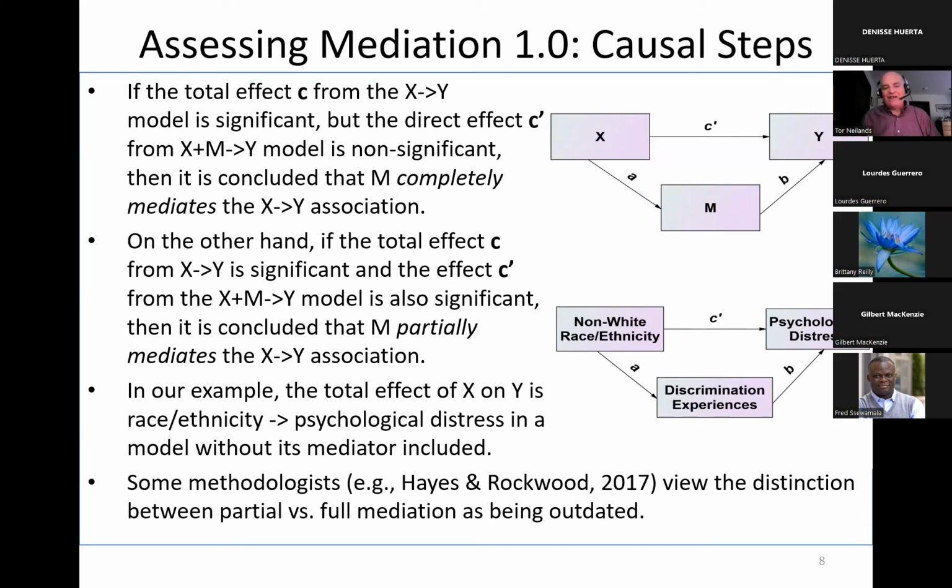Now, some methodologists, such as Hayes and Rockwood, view this distinction between partial and full mediation as being a bit outmoded, and they make a few points around this, having to do with sample size and power. They point out, for instance, that the test of significance of these coefficients may be influenced by your sample size, and if you have a relatively small sample, it's easier to attain complete mediation because the power for testing that C prime coefficient is weaker than if you had a large sample. So they find that there's limited utility in these concepts, but I'm sharing them here so that when you read the literature and see somebody in a paper talking about partial and full mediation, you'll have a sense of what they're referring to.